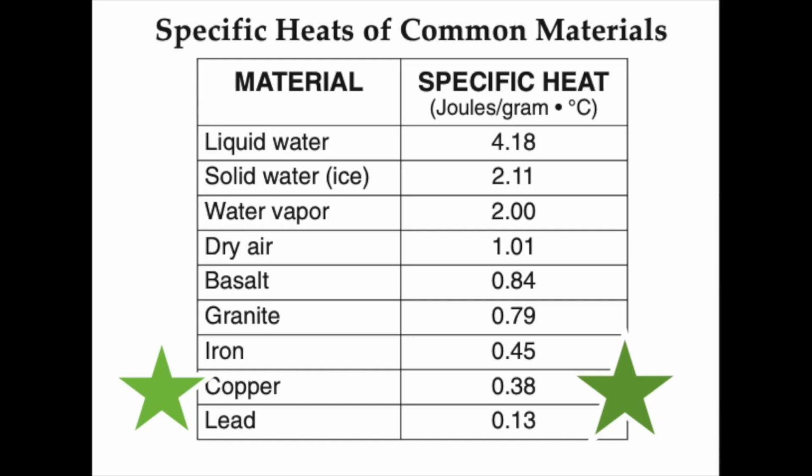On the other hand, at the bottom of the table, we have our metals. So iron, for example, only takes 0.45 units of energy to raise 1 degree Celsius for 1 gram of iron.